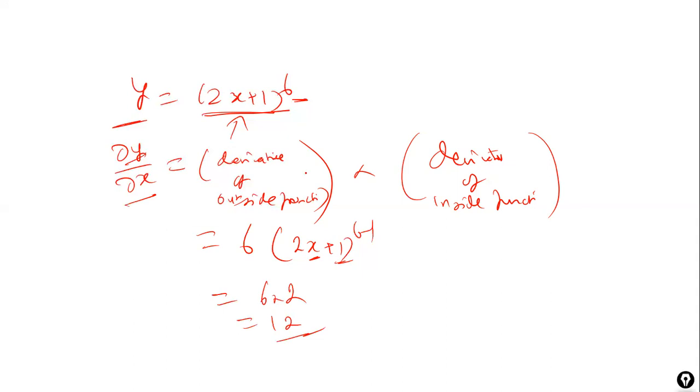So the derivative of the outside function into the derivative of the inside function. In this case, we need to use the power rule also. The power that is raised will come to the front, and you need to subtract 1. Since you are taking the partial derivative of y with respect to x, wherever x is there, you take the corresponding coefficient value. The coefficient value is 2, so only 2 will remain. 6 into 2 is 12. Yes, you are correct, the power is 6 minus 1, which is 5, so you get 12 to the power 5.